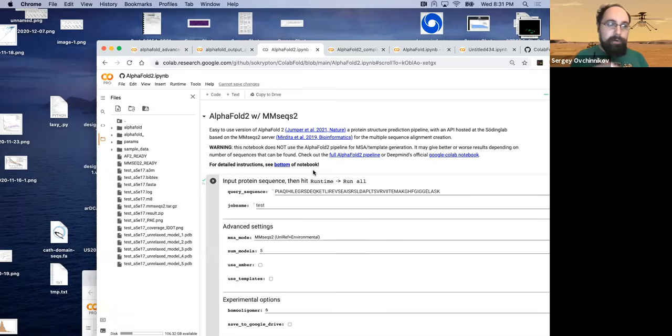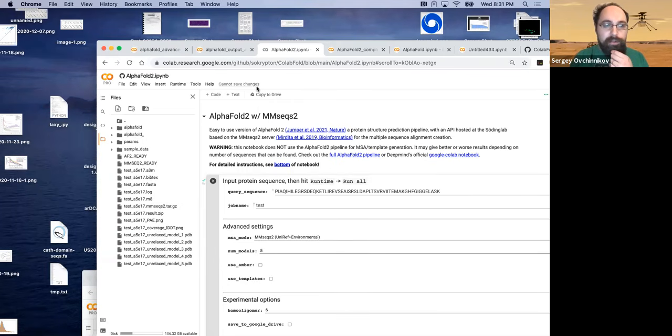And so I think that's probably part of the motivation why they decided to release their own notebook, because they're like, we want to make sure that everybody runs it the right way. But that being said, we've now validated the MMSeqs approach, and it actually produces alignments that give results that are equivalent to DeepMind's approach, at least their Colab version.